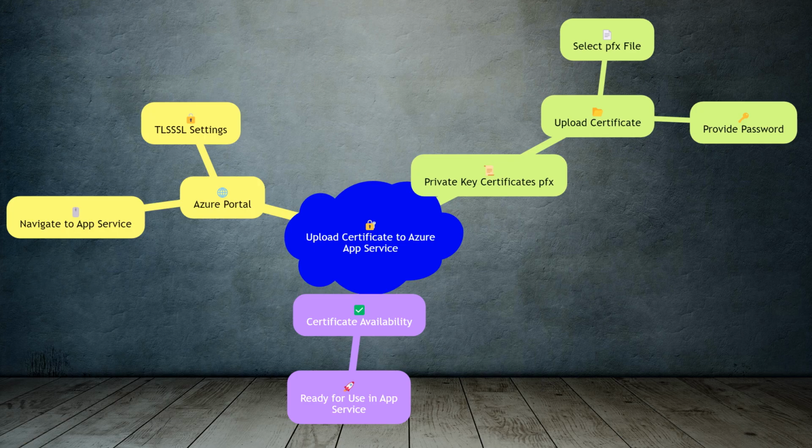After acquiring a certificate, the next step is to upload it to your Azure App Service. This can be done through the Azure portal. Navigate to your app service, select TLS SSL settings, and then Private Key Certificates (.pfx). Click on Upload Certificate and select the .pfx file of your certificate. You will also need to provide the password for the certificate. Once uploaded, the certificate will be available for use in your app service.